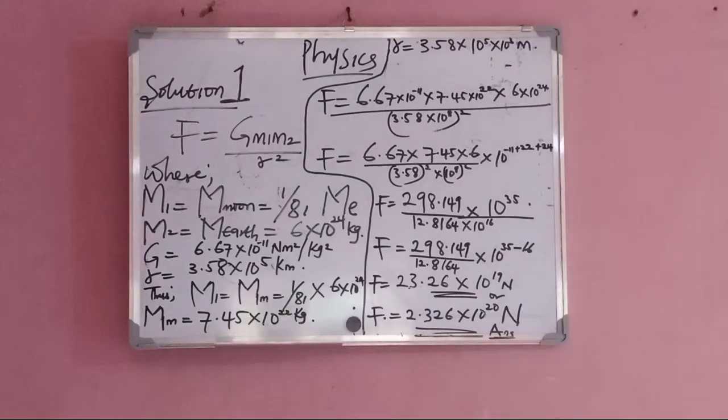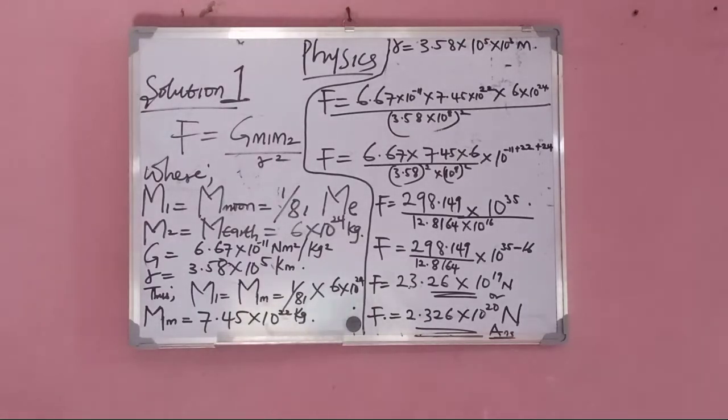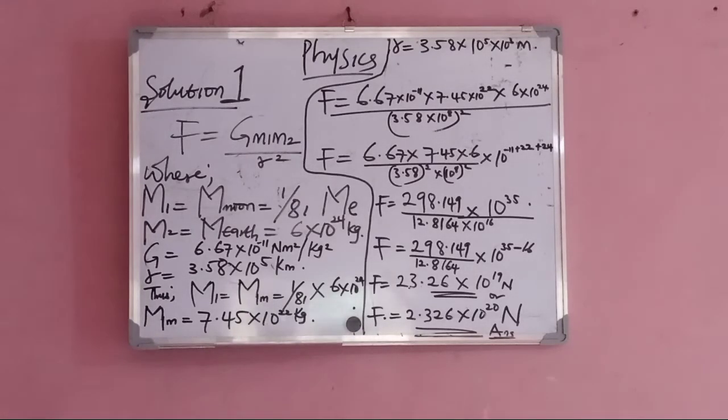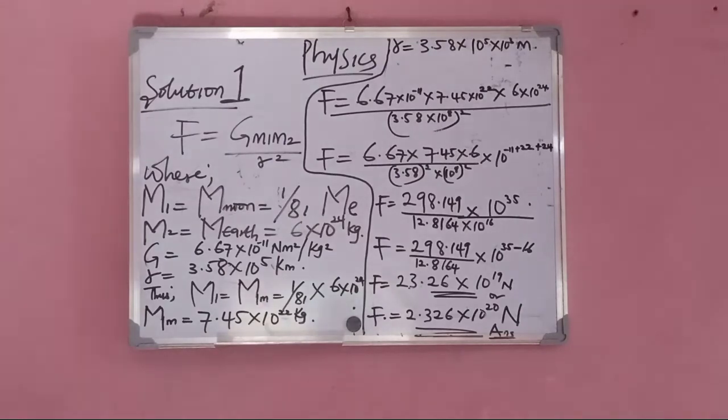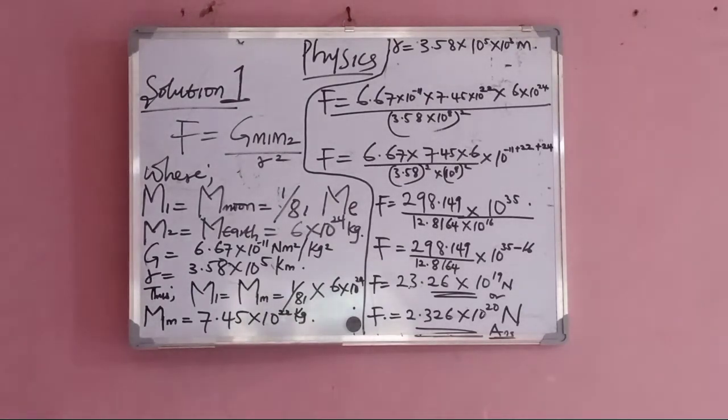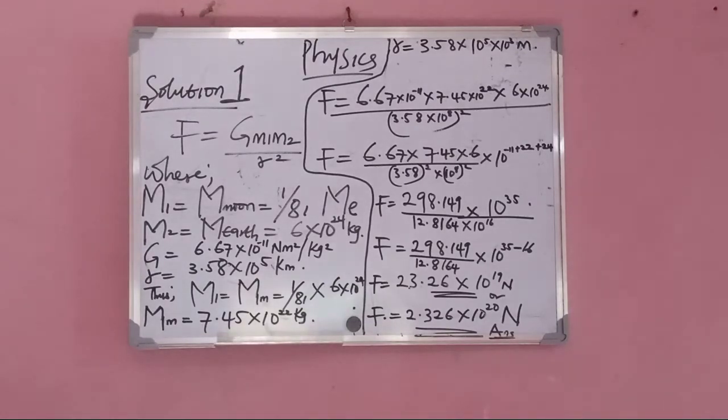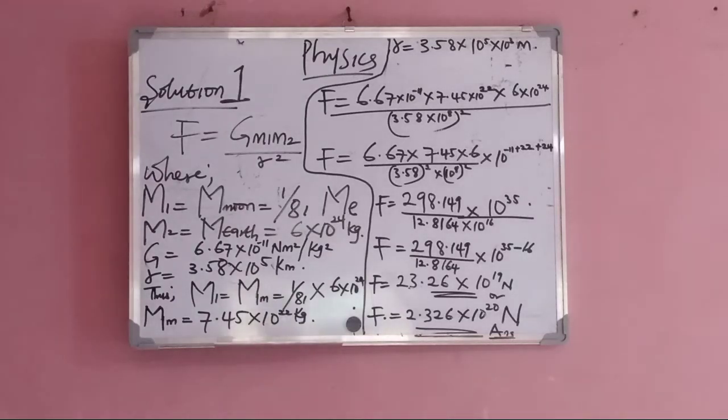So we're saying that G m1 m2 over r square. Now here our m1 is the mass of the moon. They didn't actually give us the mass of the moon, but they gave us a clue to get it. We said the mass of the moon is equal to 1 over 81 times the mass of the earth. Did they give us the mass of the earth? Yes, and that is m2, which is 6 times 10 raised to power 24 kilogram. Our G is equal to 6.67 as I've already said, and our r, which is the distance apart, is equal to 3.58 times 10 raised to power 5 kilometer.